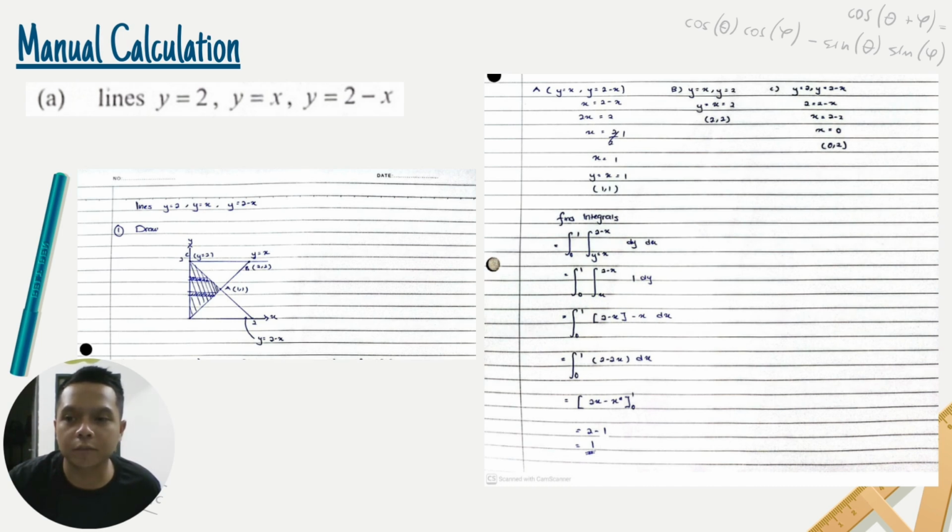So today I will explain about manual calculation, which is question number 1A. The given region is bounded by the lines y equal to x, y equal to 2 minus x and y equal to 2. First, the lines are sketched on the xy plane to clearly identify the enclosed region.